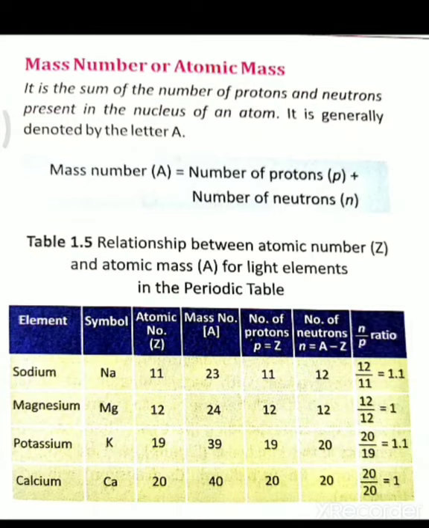So N means the number of neutrons and P means the number of protons. Then we have to calculate the N by P ratio also. For what? To know whether it is stable or unstable. Okay.